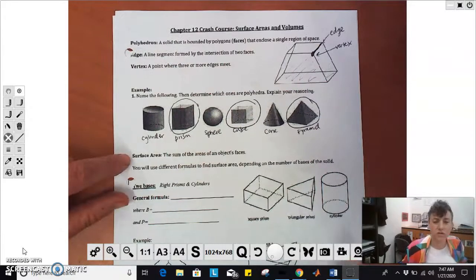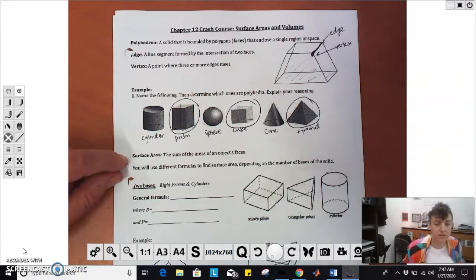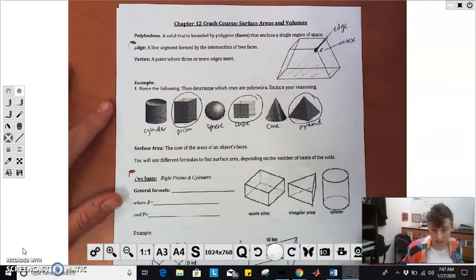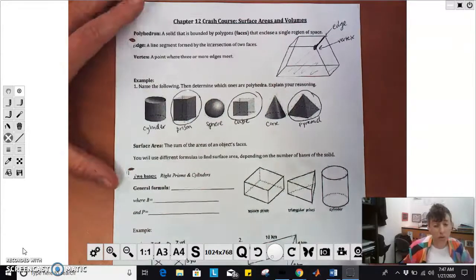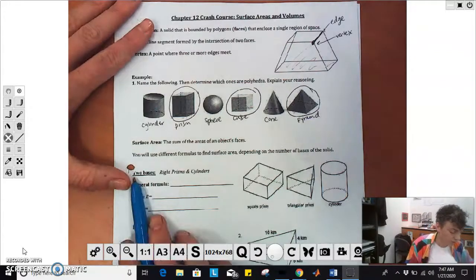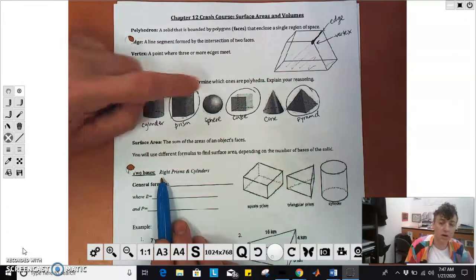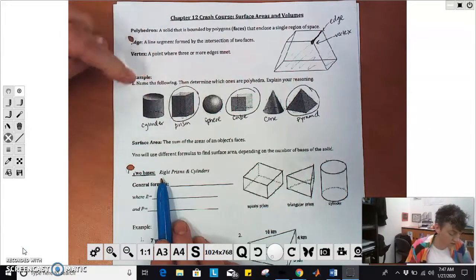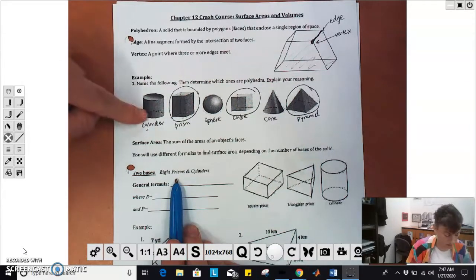So if we wanted to find the surface area, we'd be finding the sum of the areas of all the object's faces. We're going to use different formulas to find the surface area depending on the number of bases. You will not have to memorize these formulas. You will have to know how to use them. So when we have two bases, like prisms or cubes, again that's a special type of prism, or a cylinder, we can still find the surface area of this thing even if it's not a polyhedron.